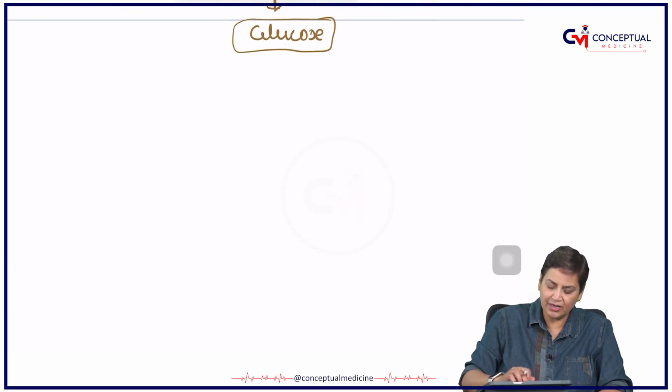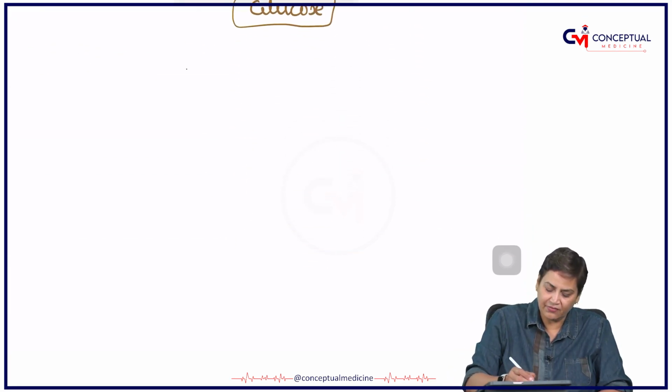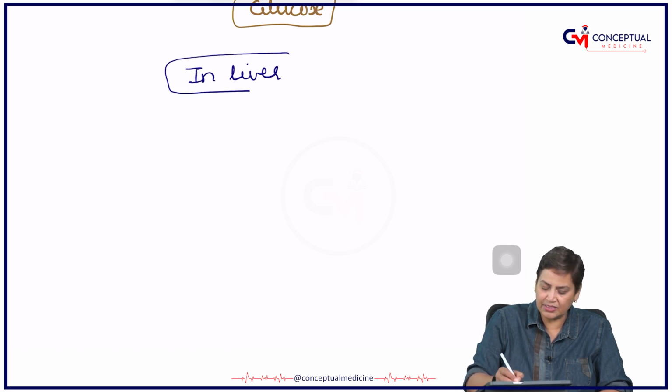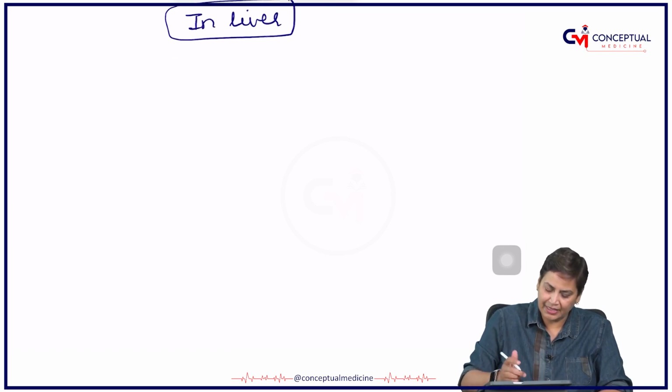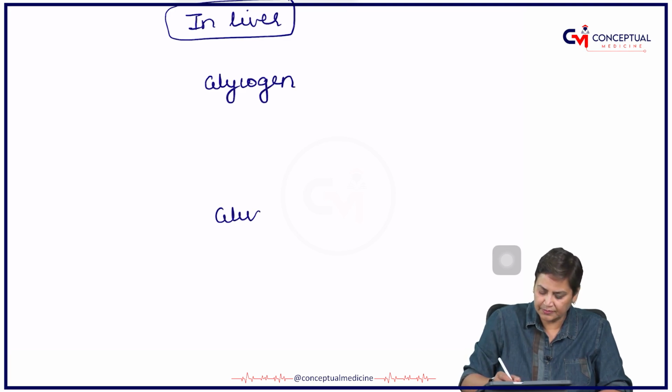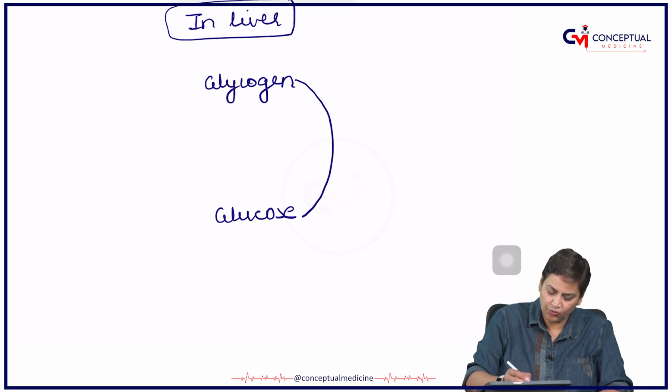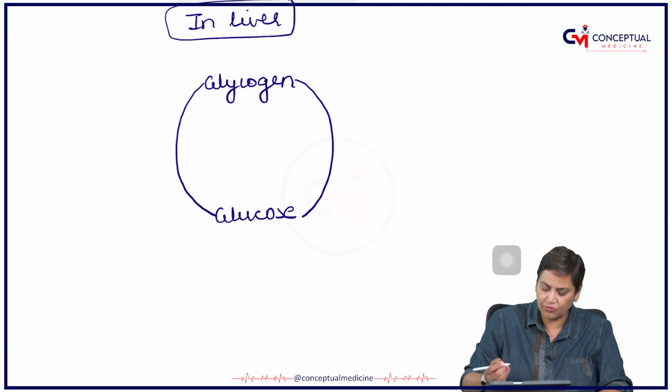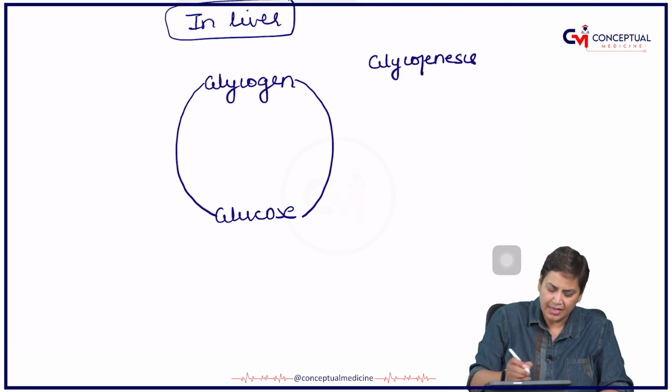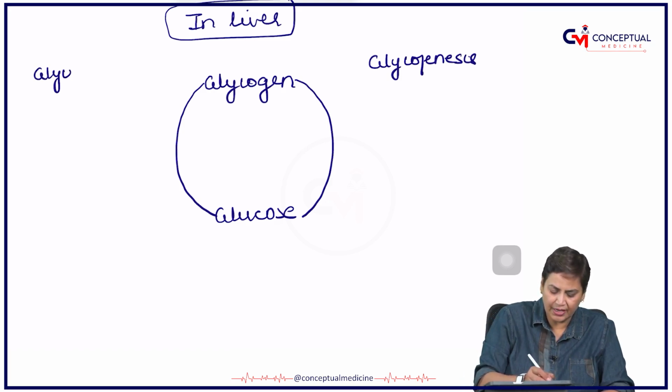Now if we have to quickly revise the gist, in the liver what is happening and in the muscle what is happening. So this is glycogen and this is glucose. Glucose can be synthesized to form glycogen and glycogen can be degraded to form glucose. So here glycogenesis is there and here glycogenolysis is there.